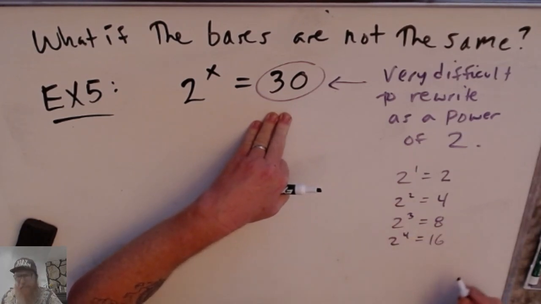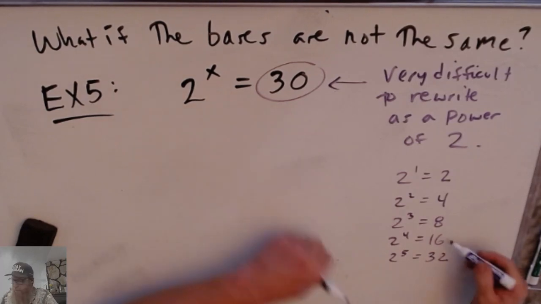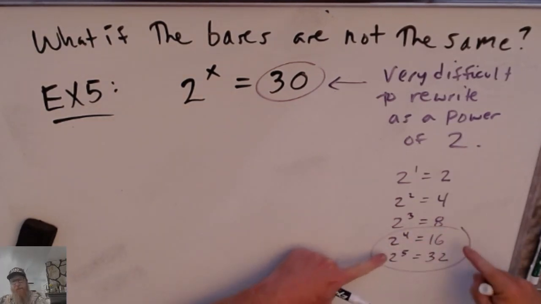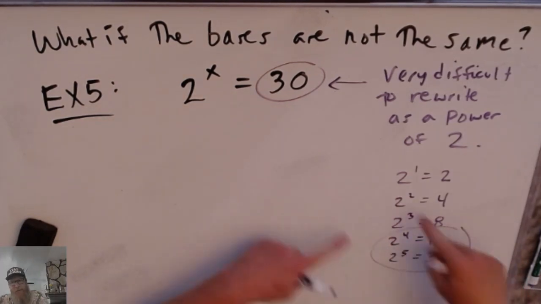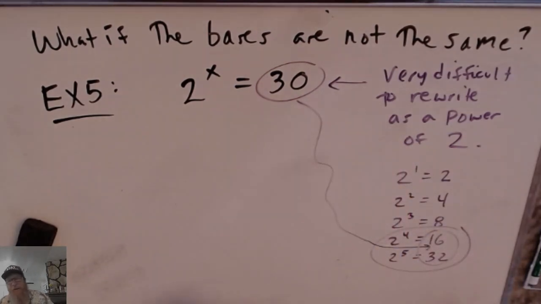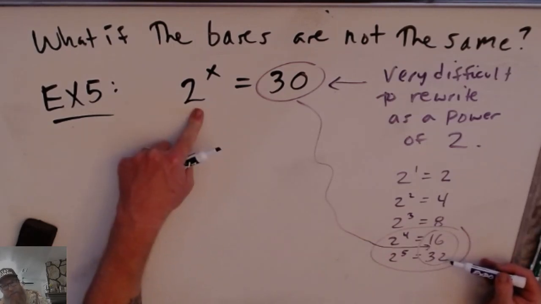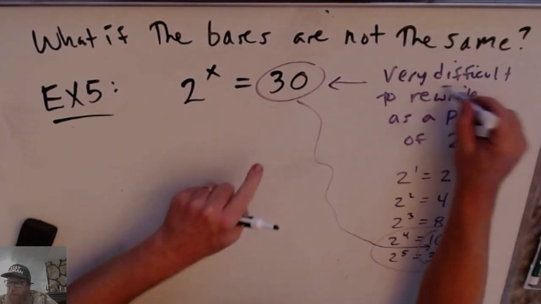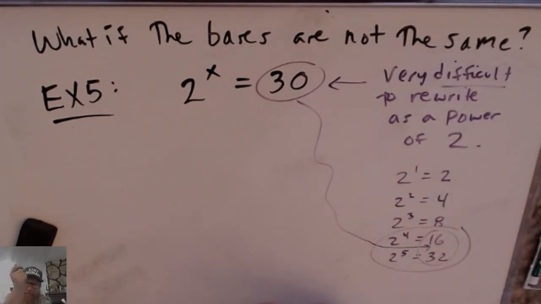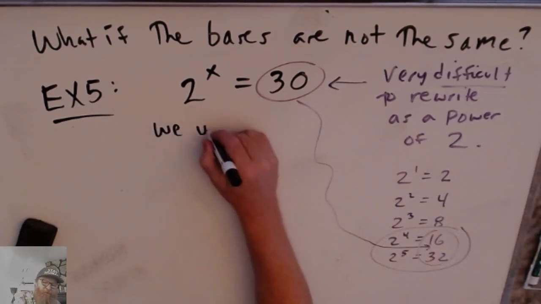2 to the fourth is 16. 2 to the fifth is 32, and look what just happened. So you're never going to get 30. You can get 16, you can get 32. Those would be same bases, base 2, but it's almost impossible to actually land exactly on 30. It's going to skip right over it. So we're going to use logarithms.